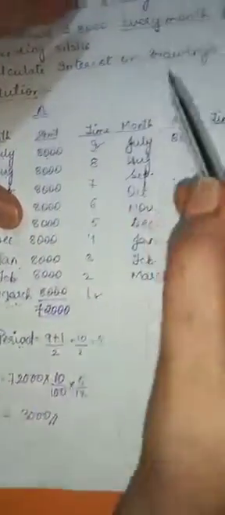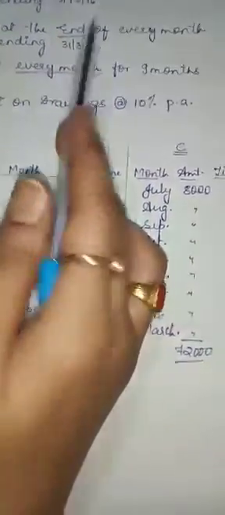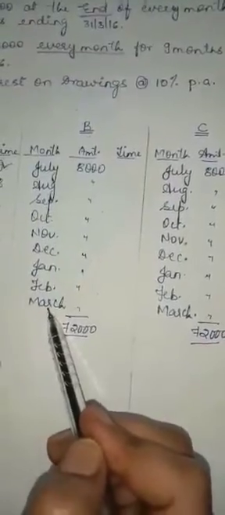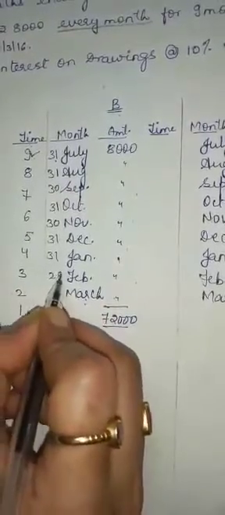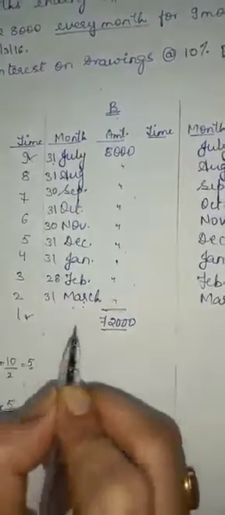Now let us take the second partner's drawings. B draws 8,000 at the end of every month for 9 months ending 31st March 2016. So again 31st March, obviously the 9 months would start from July, August, September till March. End of every month means on the last day of the month. That means on 31st July he has withdrawn 8,000, on 31st August he has withdrawn, 30th September, 31st October, 30th November, 31st December, 31st January, 28th of February and 31st March, the last day.